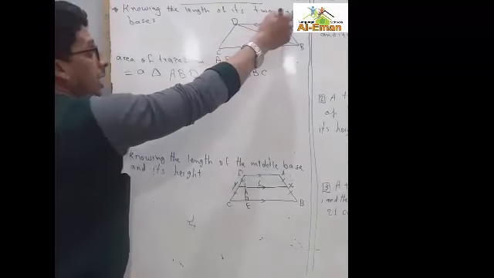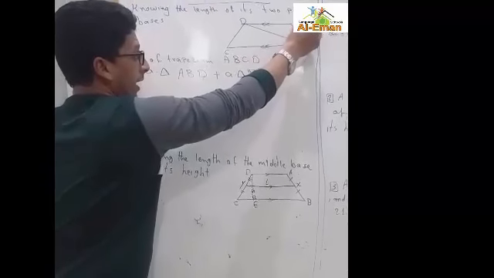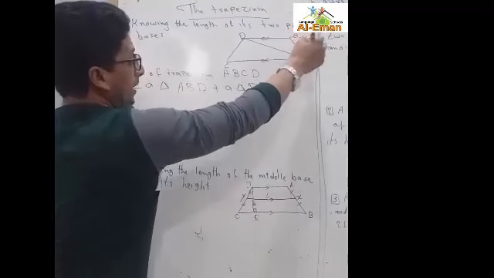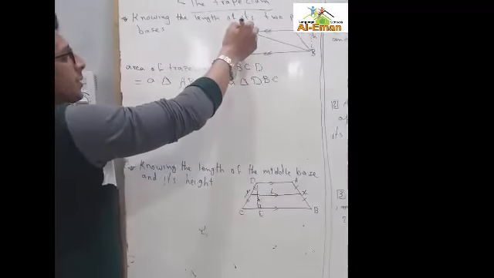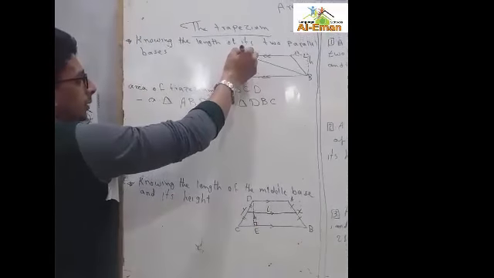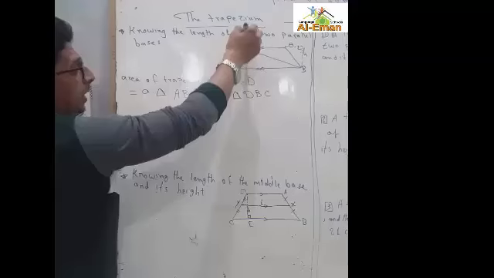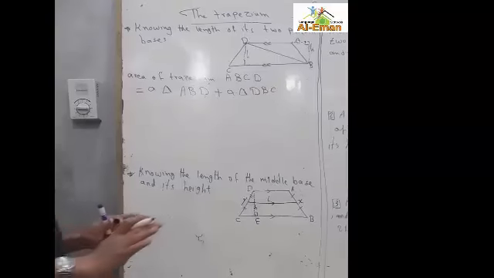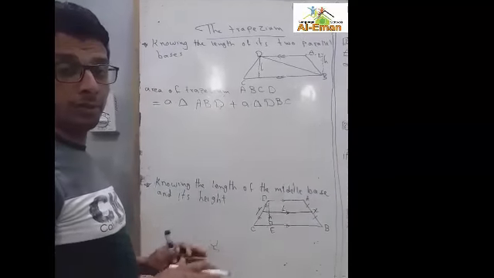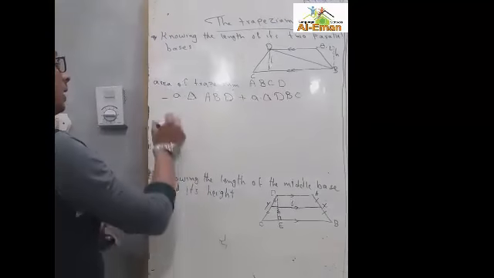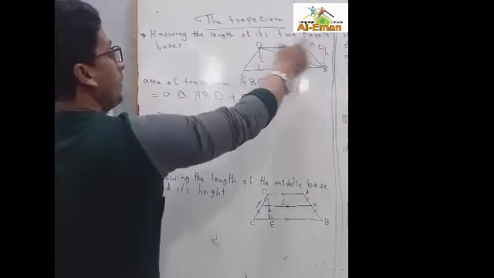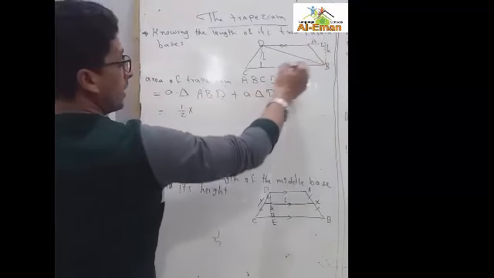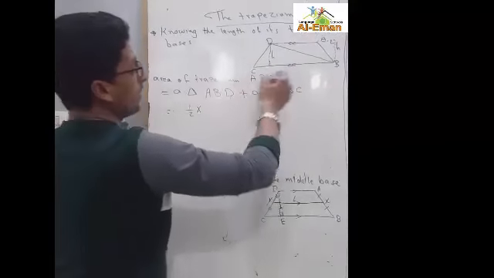This is a height in the triangle ABD, and this is a height in the triangle DBC. So here the area of a triangle, as we studied in the previous lesson, equals half times the base times the height. So the area of triangle ABD equals half times the base, BC here.